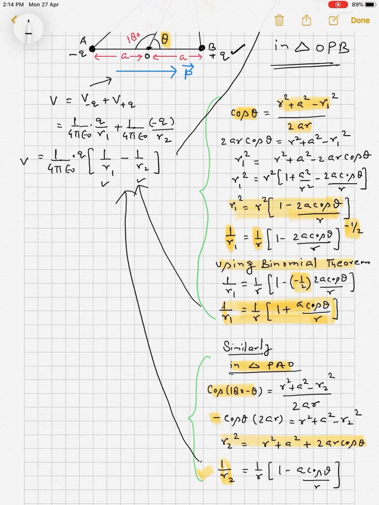So by putting these values, we get V equal to 1 upon 4 pi epsilon naught into q, and 1 upon r1. This 1 upon r1 is 1 upon r within bracket 1 plus a cos theta upon r.